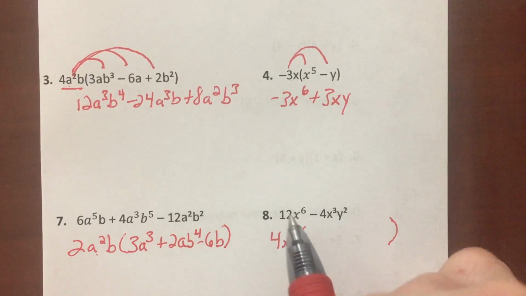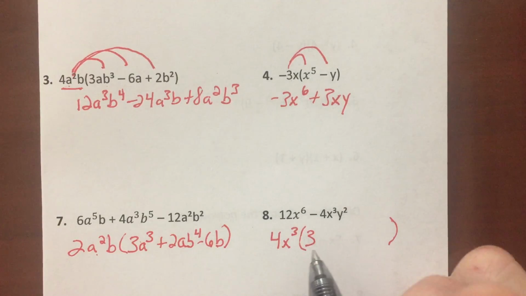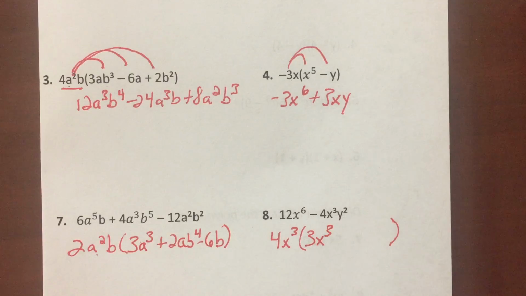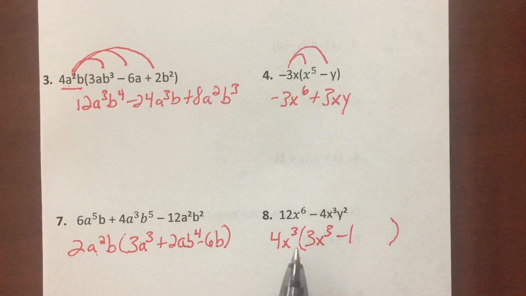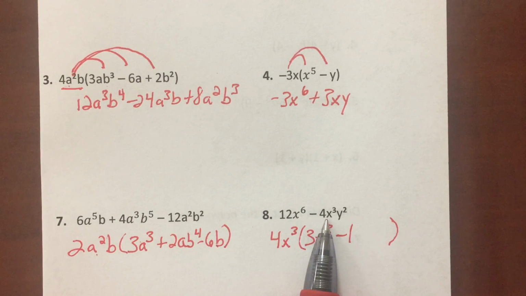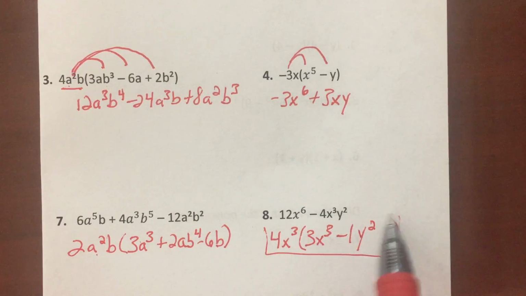4 times what would make 12? 4 times 3 is 12. X to the third becomes x to the 6, so I need 3 more x's. 4 times what will make a negative 4? Negative 1. X to the third is already x to the third, but I do need both of those y squareds in here, like so.